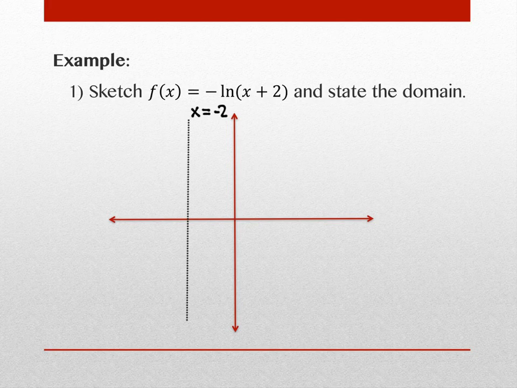The graph itself will actually move over as well. So what used to have an x-intercept at positive 1 will now have an x-intercept at negative 1. So I will have an x-intercept right here. Okay, so there's my x-intercept.